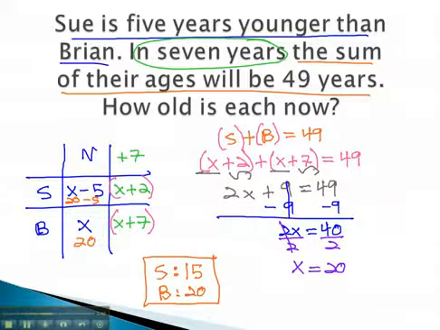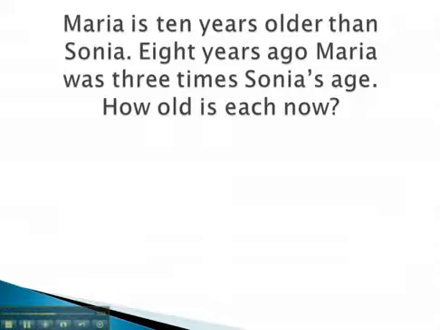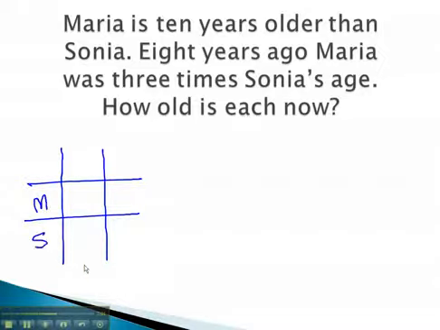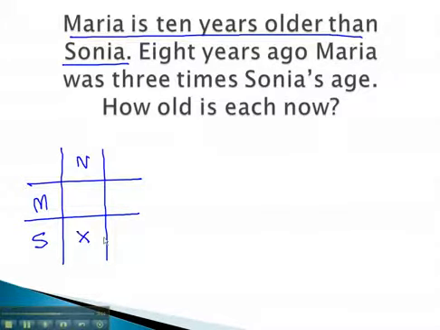Let's consider another example where we can build a table and an equation to answer the age problem. In this problem, we are comparing two new people. We have Maria and Sonia. What we know about their age right now is that Maria is 10 years older than Sonia. This tells us nothing about Sonia, so she is our variable. Maria is 10 years older, meaning we have to add 10 to x, Sonia's age.